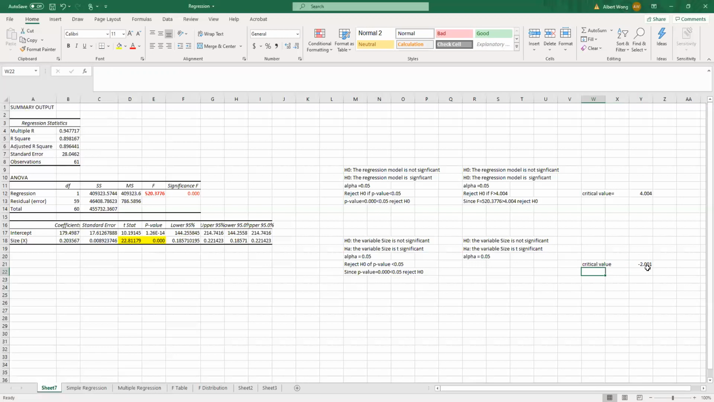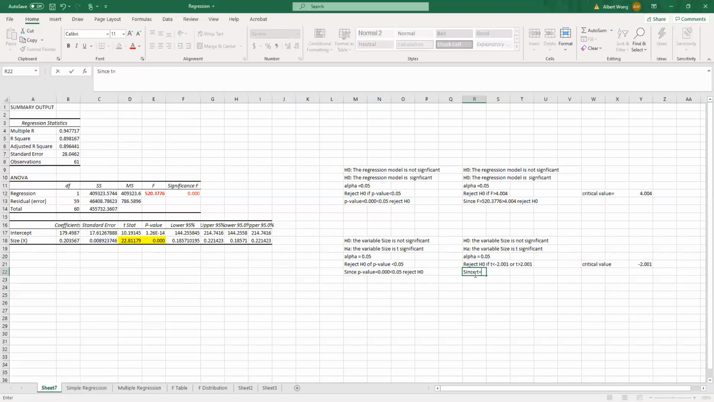Now, in fact, it's very interesting. If you take this number and you square it, you get this number. That's how the mathematics works. So we say reject H0 if the t statistic is less than negative 2.001 or t is bigger than 2.001. Remember, if you use a t-test to see whether the relationship is significant, it's always a two-tailed test, right?